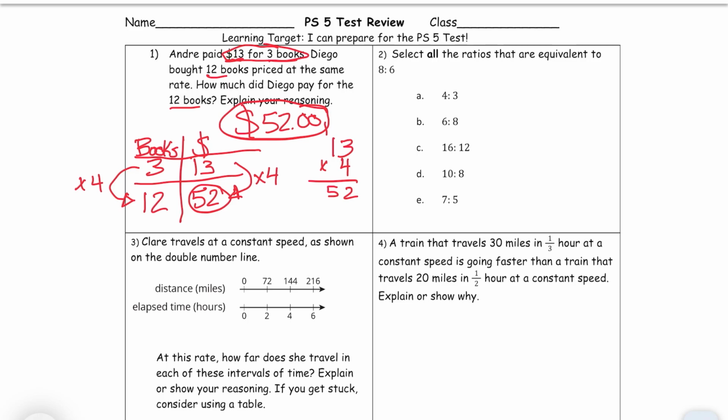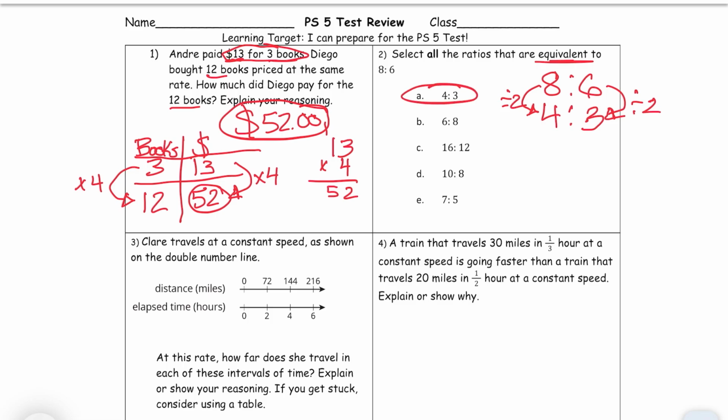Question 2. Select all the ratios that are equivalent to 8 to 6. So I'm thinking 8 to 6. How do I get from 8 to 6 to 4 to 3? I know 8 divided by 2 is 4. And 6 divided by 2 is 3. So since I'm dividing by the same number, A works.